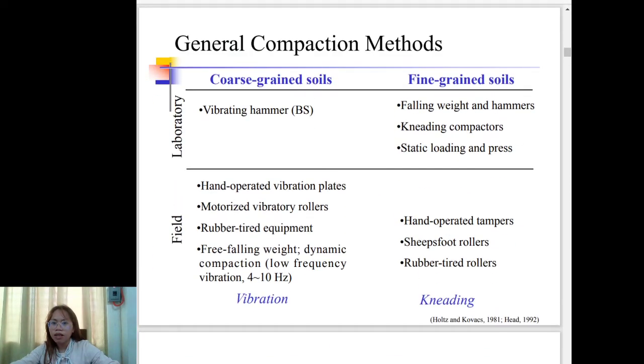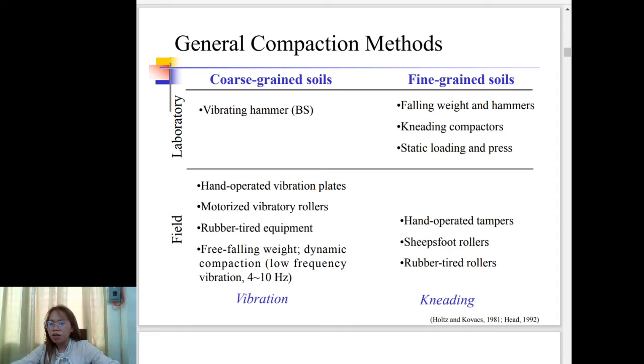We have these different general compaction methods or equipment, in the laboratory and in the field. For the laboratory, we have the vibrating hammer or the BS. It is used for the coarse-grained soils. And for the fine-grained soils, we have falling weight and hammers, kneading compactors, static loading, and press. For the field, we have hand-operated vibration plates, motorized vibratory rollers, rubber-tired equipment, free-falling weight, dynamic compaction, low-frequency vibration.